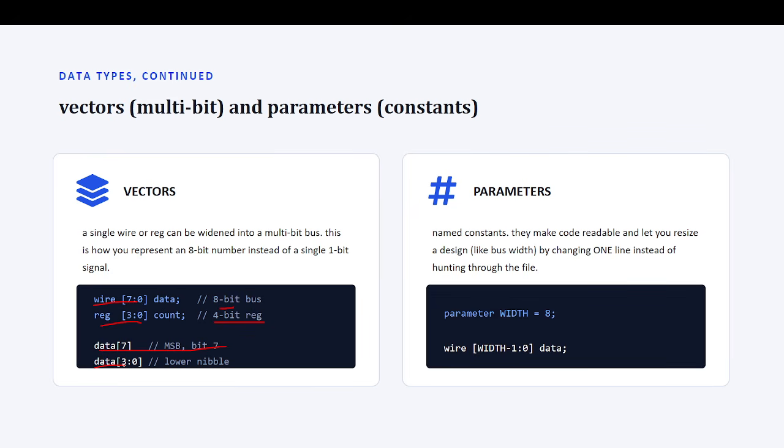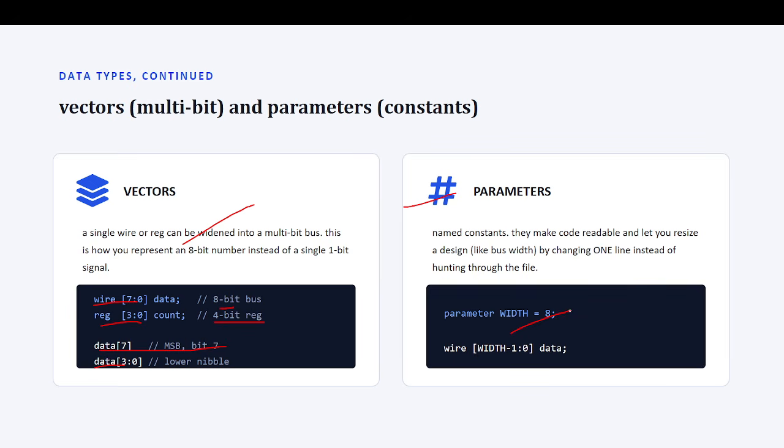Now let's discuss parameters. A parameter is a named constant. Why do we need this? Consider a design where you have hard-coded the number 8 in 15 different places throughout your code because your bus width is 8 bits. So, parameter WIDTH = 8. Now suppose your design requirement changes and you need a 16-bit bus instead. You would have to hunt through your entire file and change that number at every single location, which is error prone and frankly poor engineering practice.